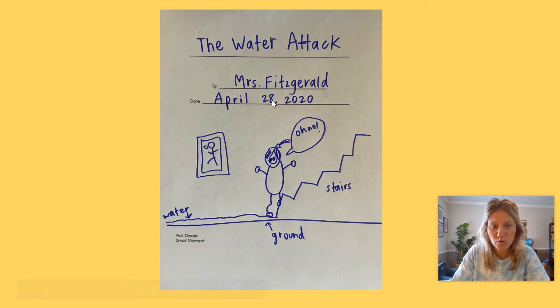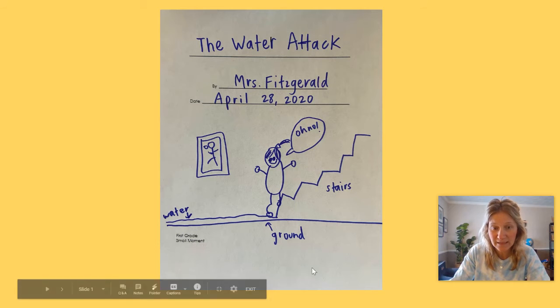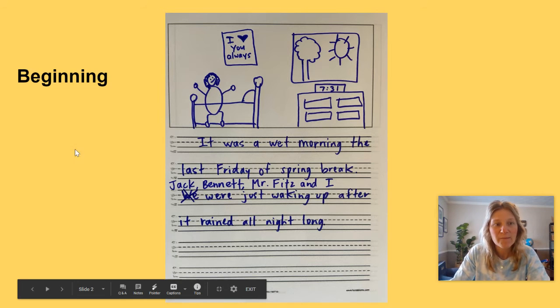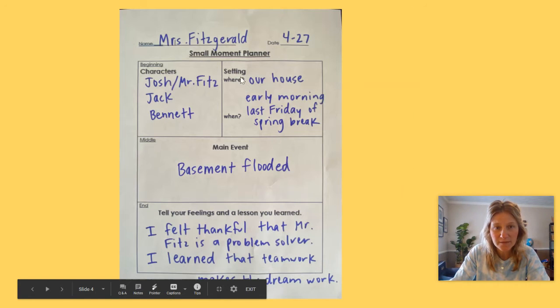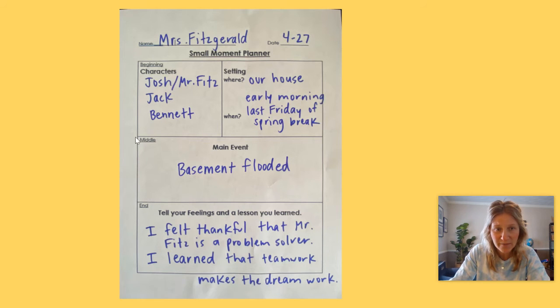Today is April 29th, 2020, and you write your name there. Don't forget to put the comma after the 29. I put a 28, but it's really the 29th today. Then you're going to write your beginning. So you're going to look at your planner, and you're not going to use this bottom part. You're just going to use this top part right here.